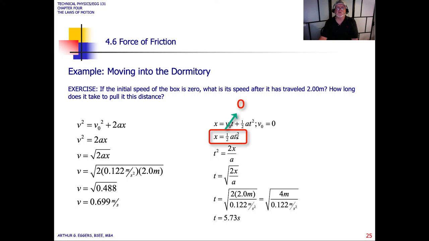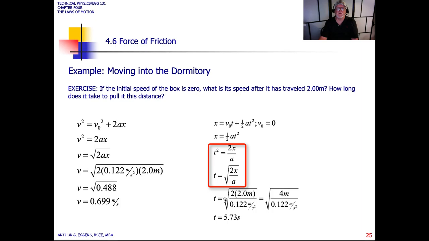We want to solve for time. So let's move everything that isn't time to the other side of the relationship. Time squared is equal to 2x divided by a. Time is equal to the square root of 2x divided by a. And in solving that through, we end up with a time of 5.73 seconds.